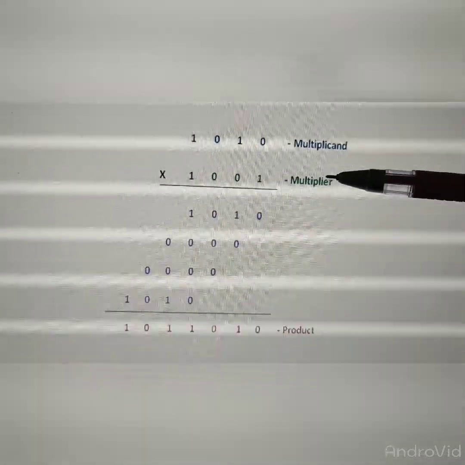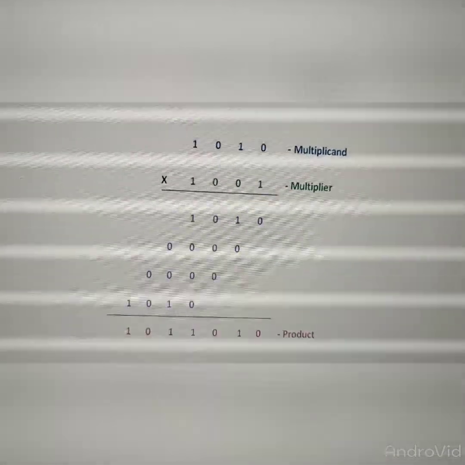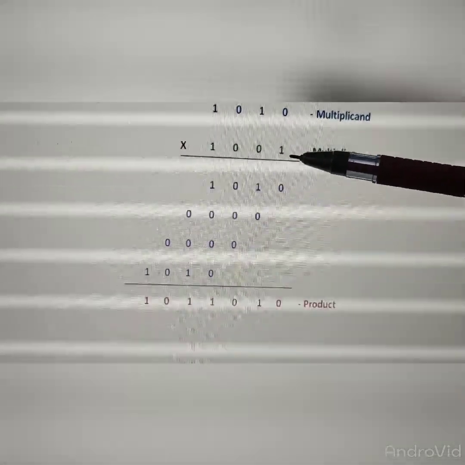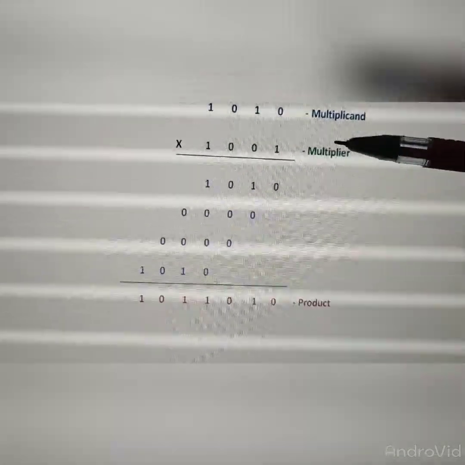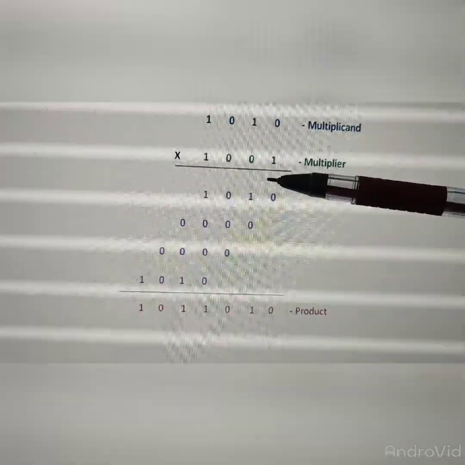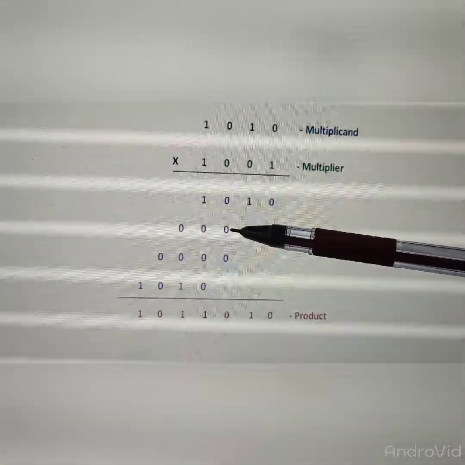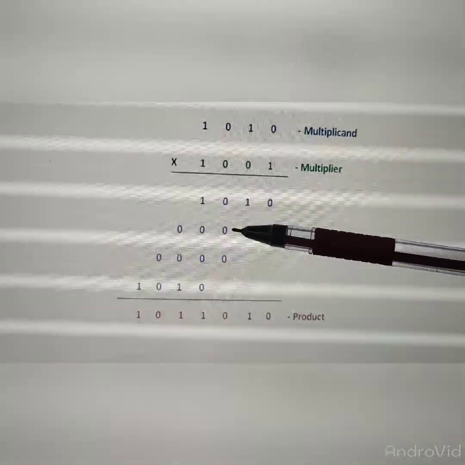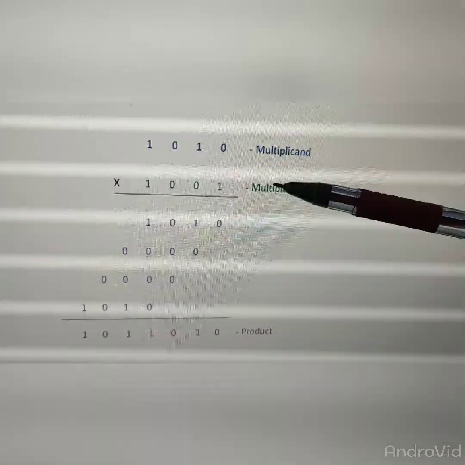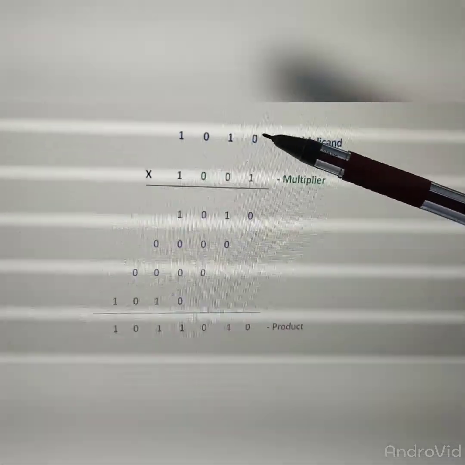Here, multiplicand and multiplier are represented in binary format. We all know the manual process of the multiplication. The basic concept is, if you get a bit value 1 in the multiplier, then the partial product will be the same as the multiplicand. If you get a bit value 0 in the multiplier, then all bits in the partial product will be 0. So in this case, the first bit in the multiplier is 1, so this partial product is the same as the multiplicand.